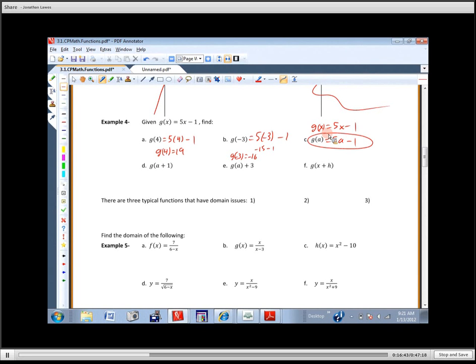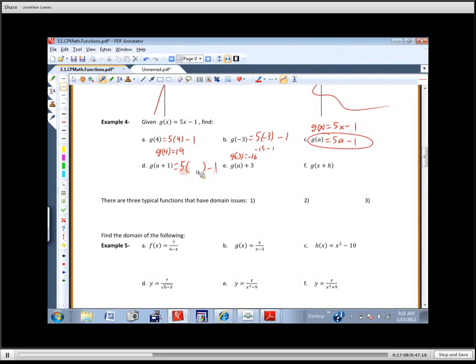And then they get a little more difficult. What if we wanted to find G of a plus 1? And this is where it's helpful to at least visualize, even when we're plugging in numbers, that we plug them in parentheses. So this is going to be 5 times something minus 1. What is that something that we're plugging in? A plus 1. Now, would we leave it like that? Nope. Okay, we've got some work to do.